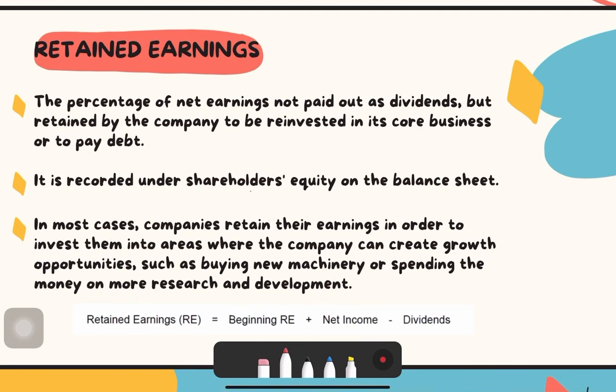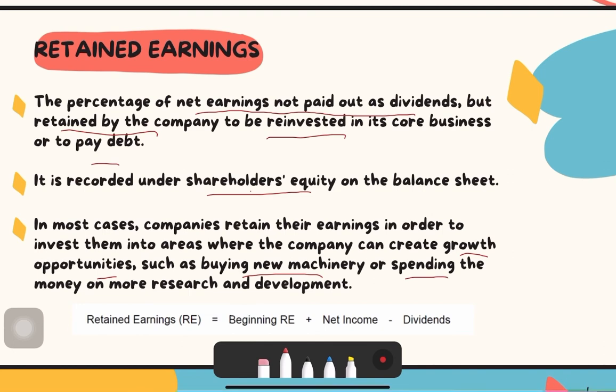Alright, next is retained earnings. Retained earnings is the percentage of net earnings not paid out as dividends, but retained by the company to be reinvested in its core business or to pay debt. It is recorded under shareholders' equity on the balance sheet. In most cases, companies retain their earnings in order to invest them into areas where the company can create growth opportunities, such as buying new machinery or spending the money on more research and development.